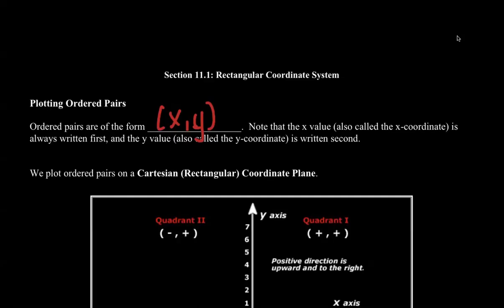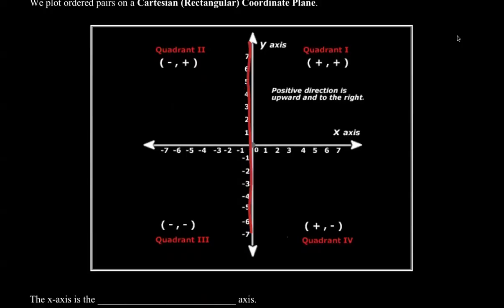We plot ordered pairs on a Cartesian or rectangular coordinate plane. This is the y-axis. Notice that the numbers will increase as you move up and decrease as you move down. And this is our x-axis. The numbers will increase to the right and decrease to the left. And these two axes split the Cartesian coordinate plane into 4 quadrants. So we call this quadrant 1, 2, 3, and 4. And that's just to help us talk about how things are spaced, where they're located.